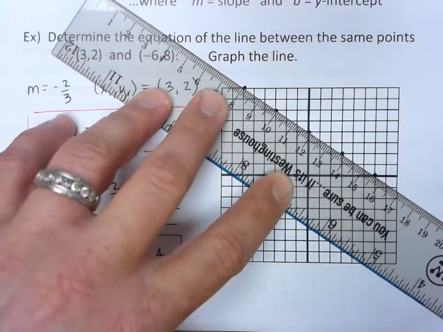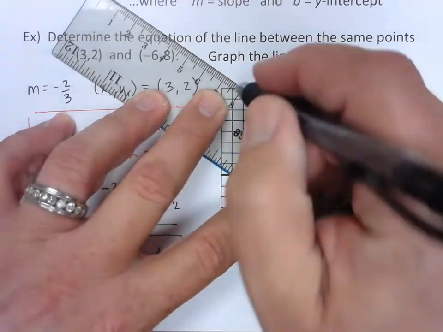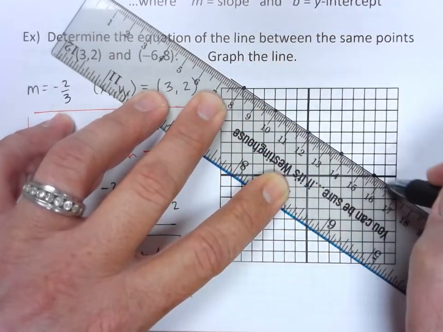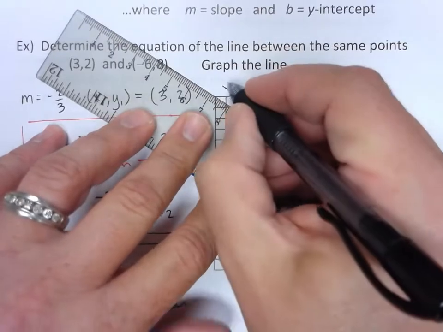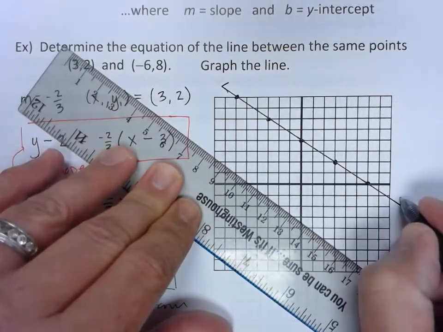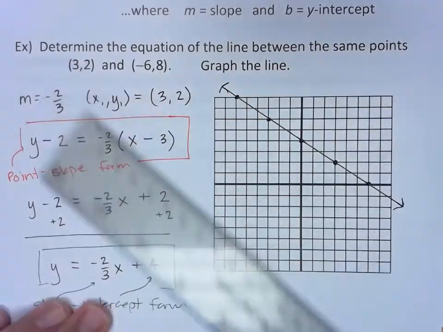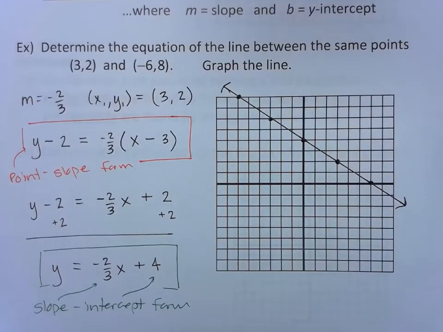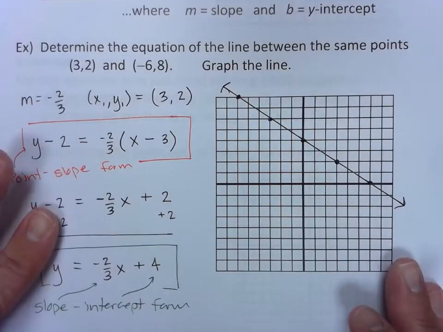and then we want to connect them with a straight edge and get a proper line graph. And I put these little arrows on the ends just to let you know that the line keeps on going infinitely in both directions. Okay.